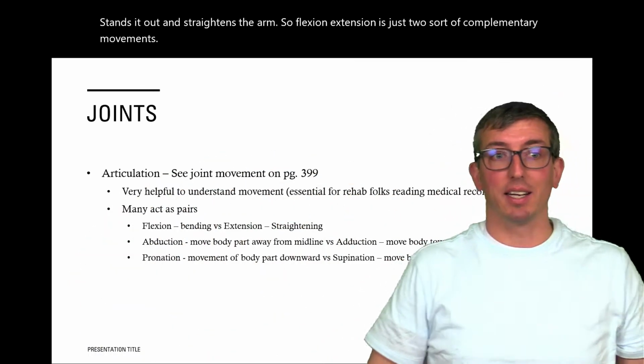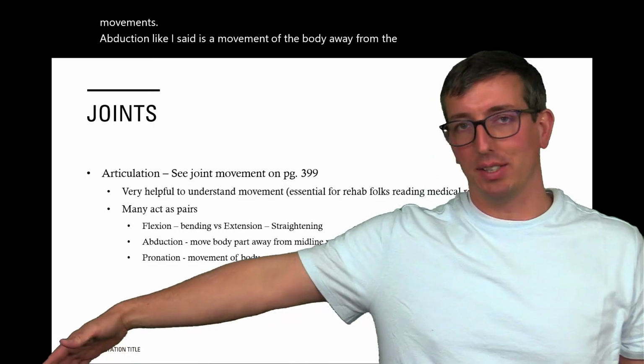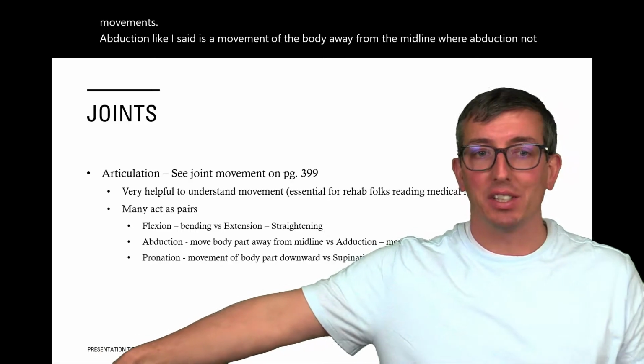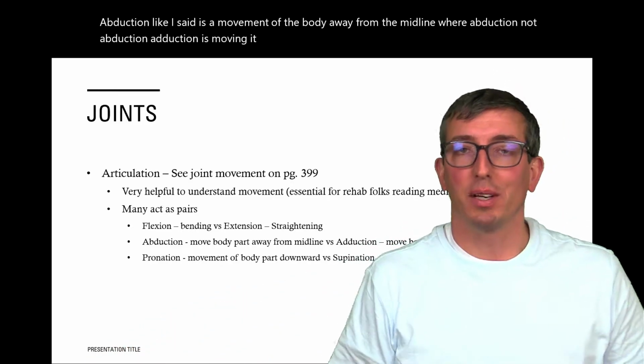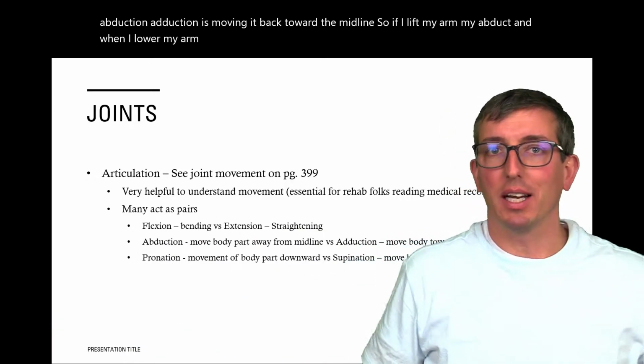Abduction, like I said, is movement of the body away from the midline, whereas adduction is moving it back toward the midline. So if I lift my arm, I abduct, and when I lower my arm, I adduct. Same thing with the leg. You can't see that right now.